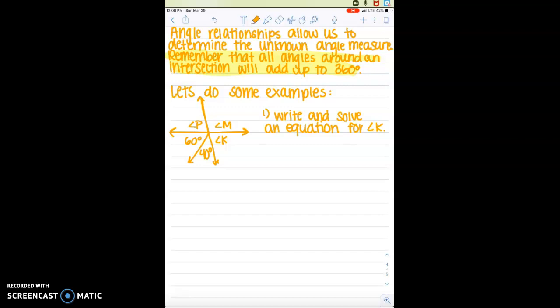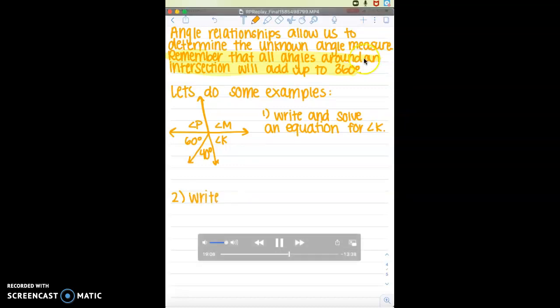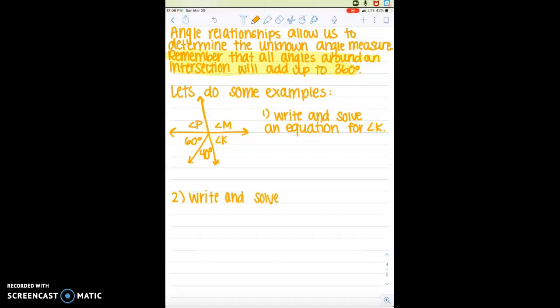And then number 2 is going to ask you to write and solve an equation for angle M right here. So write and solve an equation for angle M.